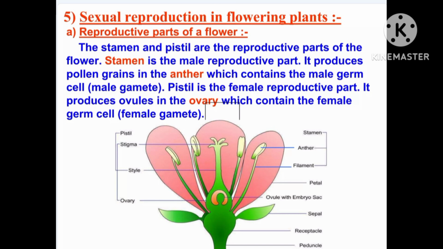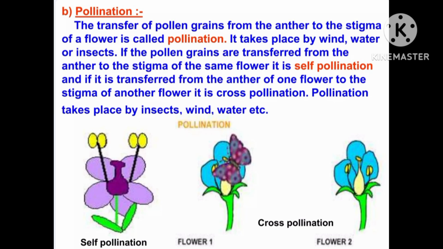Now let us learn pollination. The transfer of pollen from the anther to the stigma of the flower is called pollination. Here, what is transferred? Pollen grains, which are the male gametes, from the anther to the stigma. The stigma is the female reproductive part, so the pollen grain has to reach the stigma of the flower. That is why it is called pollination.